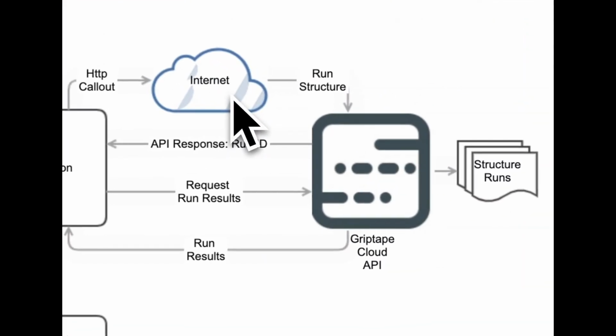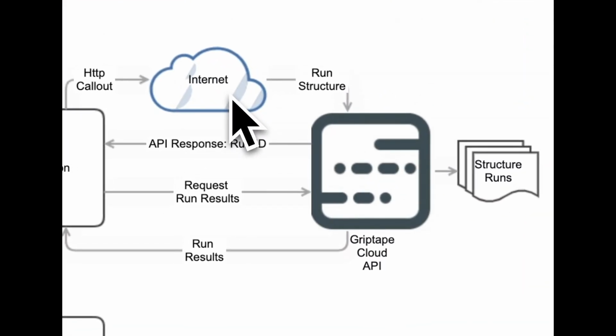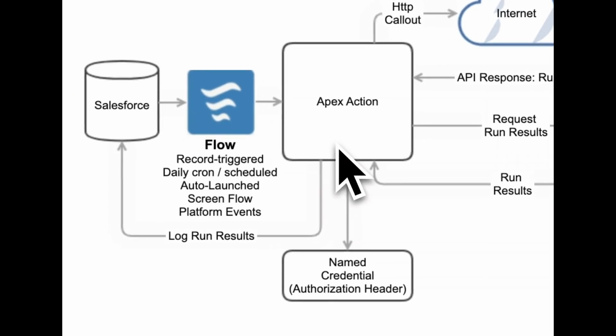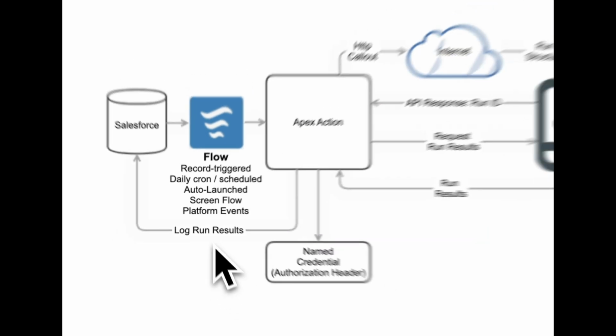We call out to the Griptape API to run a structure, and we receive back a run ID. We can poll and request for the results from that run. When we get the results from the run, we can take further action in flows with the run result. And then we log the run results back into the database.